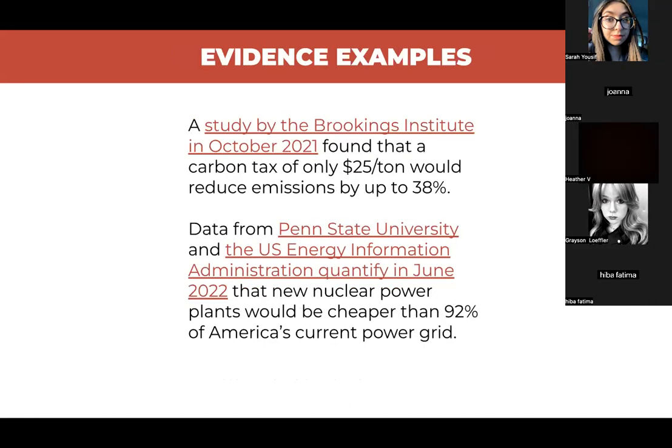We have two more examples. Would anyone like to read the first one? I can read it. Sure.